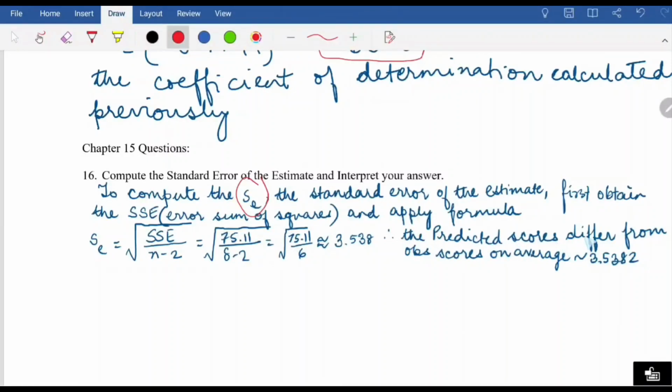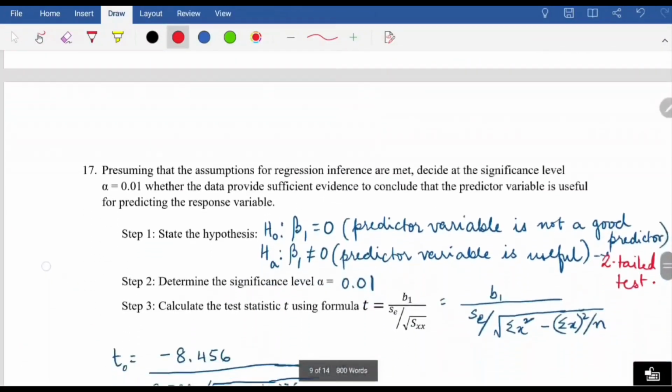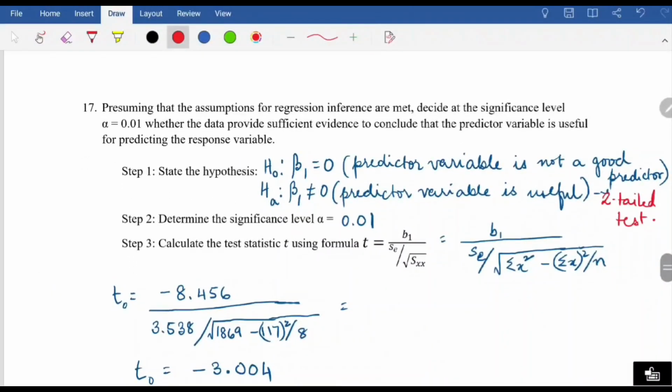The predicted scores differ from the observed scores on average by approximately 3.5382. All right, so that's what the error of estimate means. It's the difference between the predicted scores and the actual observed scores, and this is the average variation.